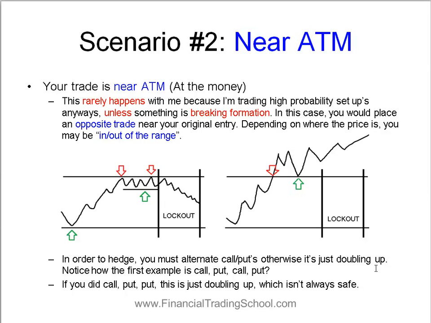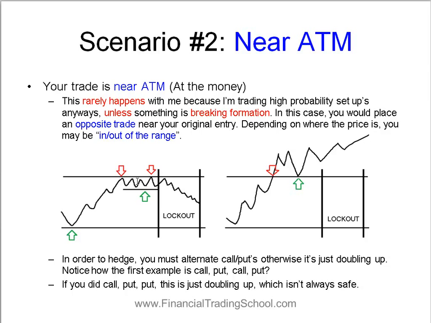So for this scenario, I have two examples. The left is still in the range, the right is a breakout. So on the left, you start with a call on the bottom here because price reaches your support. So that's your starting trade. It goes up to your resistance, you place a put. This is exactly the same as scenario 1.